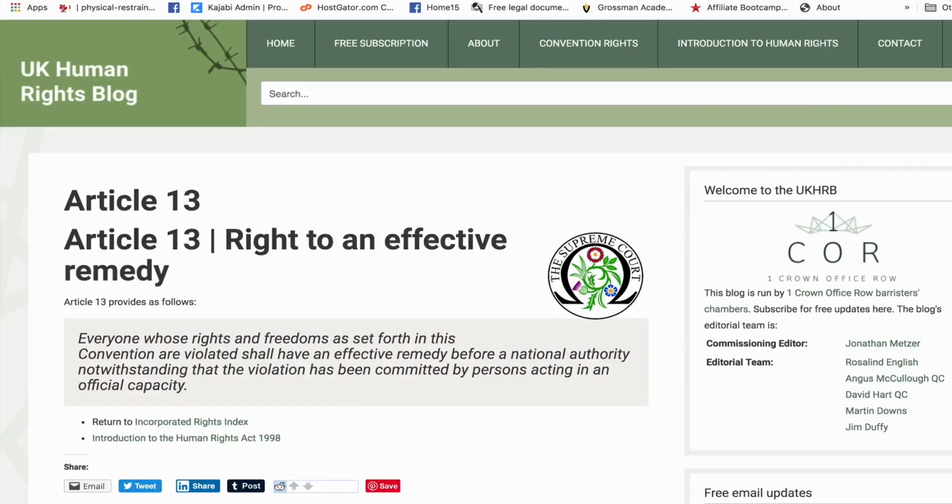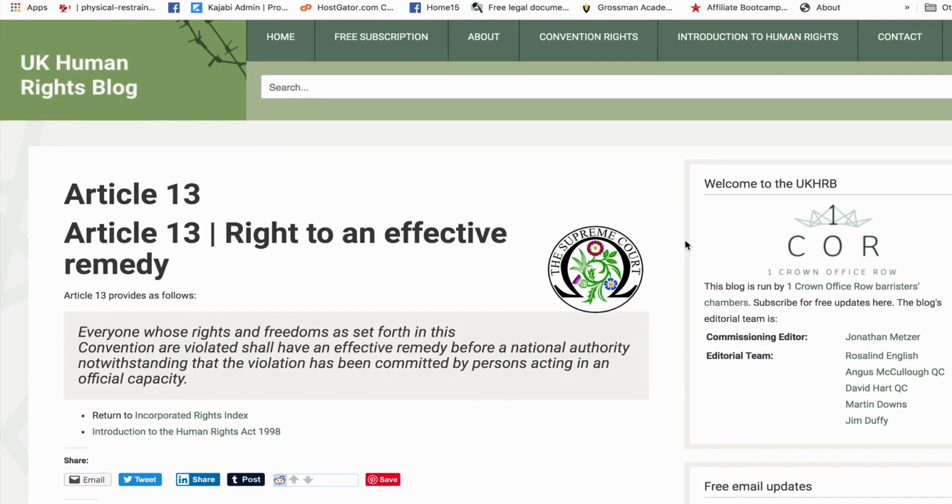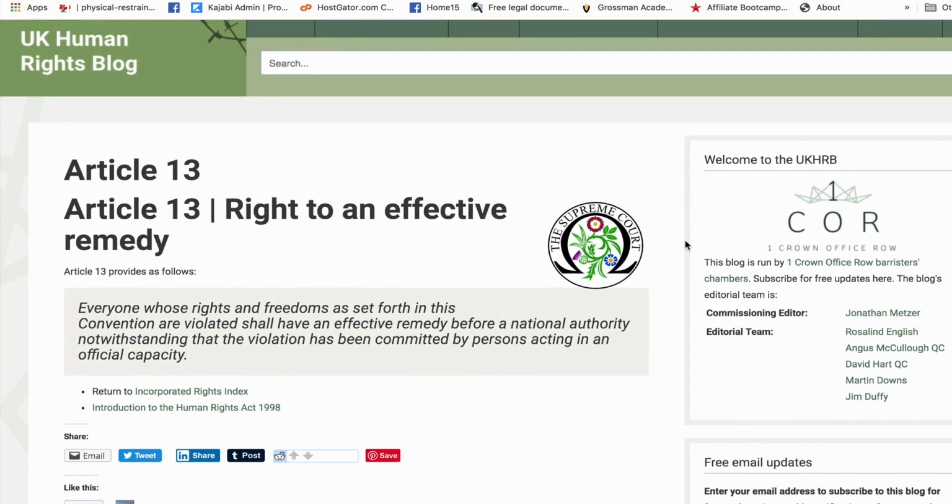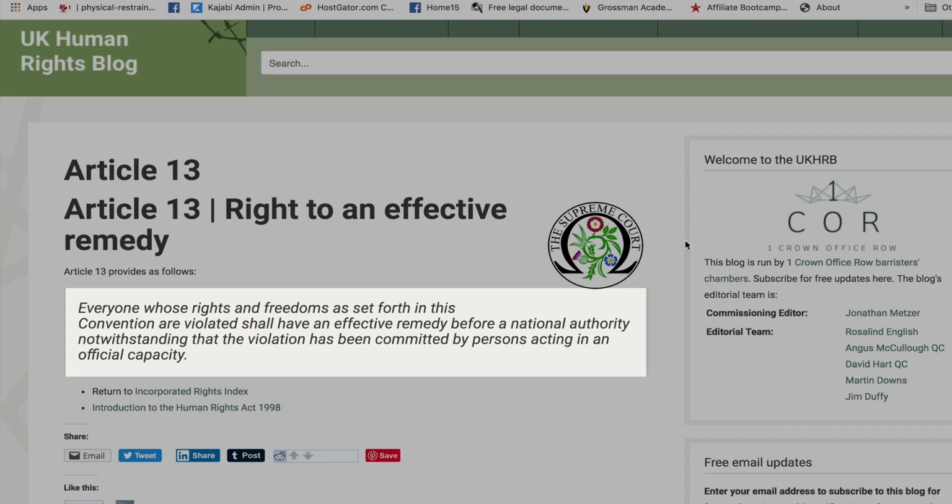Now, I mentioned this in one of the videos earlier on. This is Article 13 of the European Convention of Human Rights, and this sits above the Human Rights Act. This is one of the most important pieces of legislation. It says, everyone whose rights and freedoms as set forth in this convention are violated shall have an effective remedy before a national authority, notwithstanding that the violation has been committed by persons acting in an official capacity.